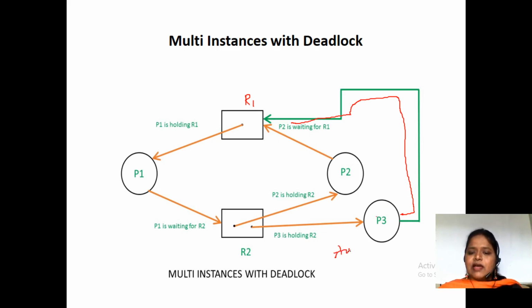Now what is the availability? So 0 comma 0. Availability is no availability of resources. Why? Because R1 is under the control of P1. So here R1 is 0. When it comes to R2, one instance is under the control of P2 and another instance is under the control of P3. So here also availability is 0 0.